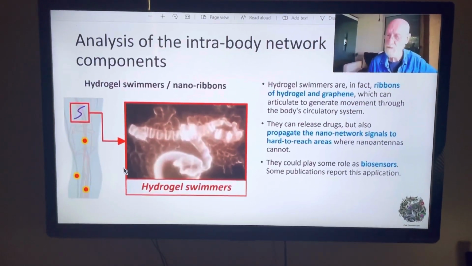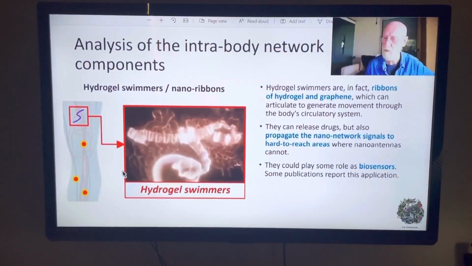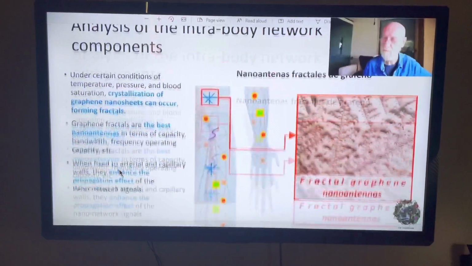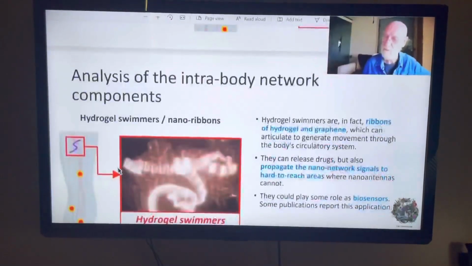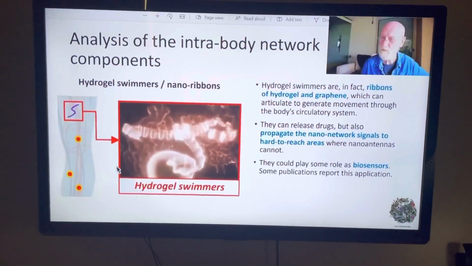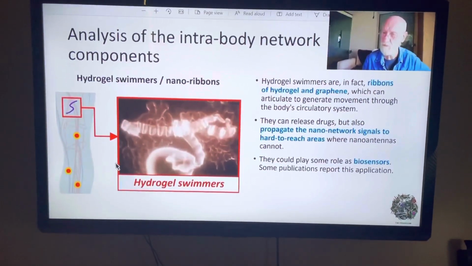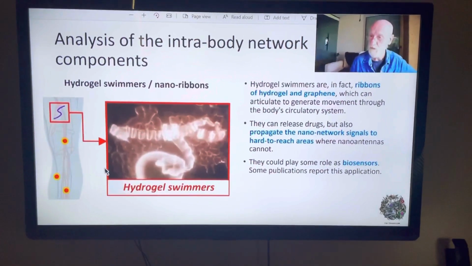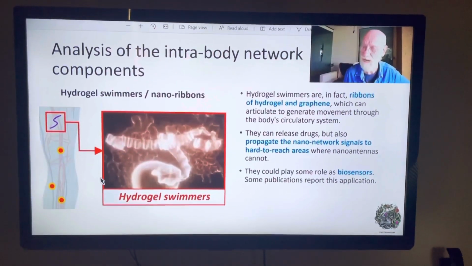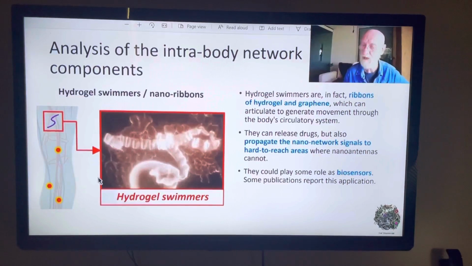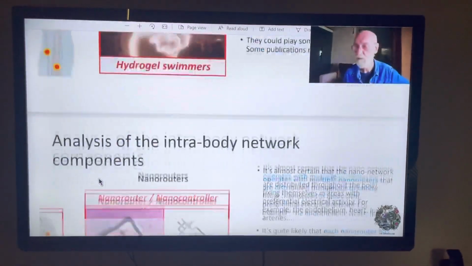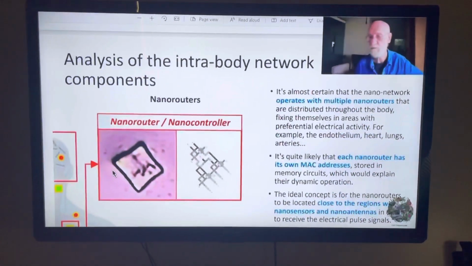You really need to read through this document and look through some of the other stuff that I've talked about. See, the hydrogel swimmers are in fact ribbons of hydrogel and graphene, which can articulate general movement through the body's circulatory system. They can release drugs, but also propagate the nano network signals to hard to reach areas where nano antennas cannot. They could play some role as biosensors.